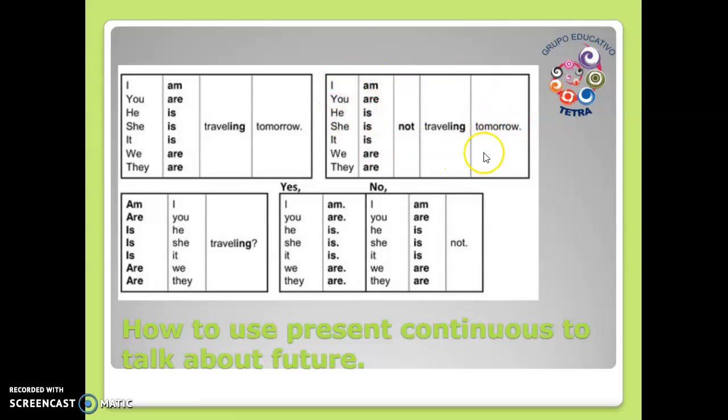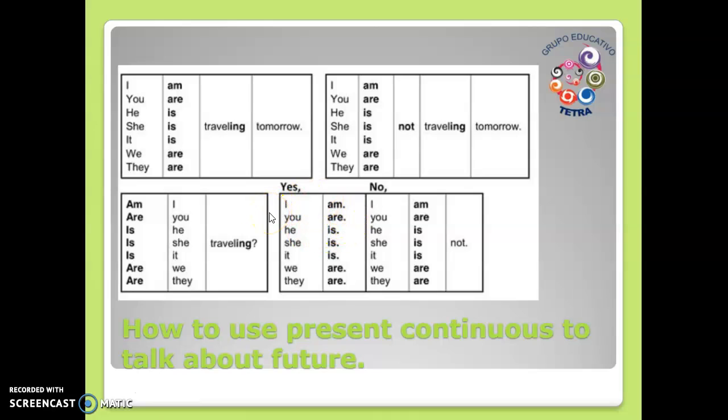Negative form. And to create the question, you are going to move the verb to be to the first part of the sentence. So we are going to start the question using am, is, or are. Am I traveling? Are you traveling tomorrow? Is he traveling tomorrow? Are we traveling tomorrow?